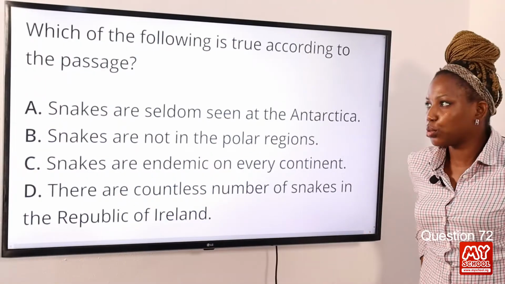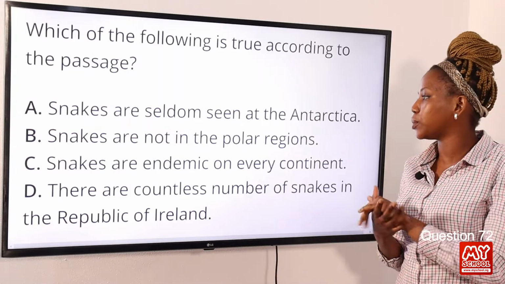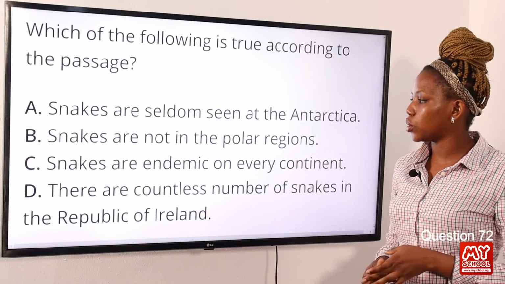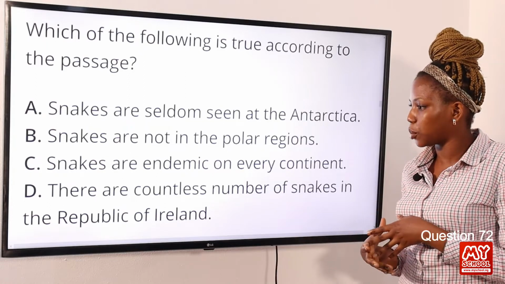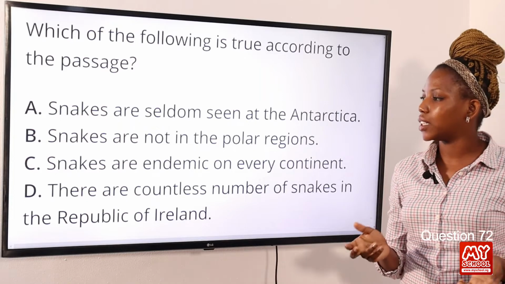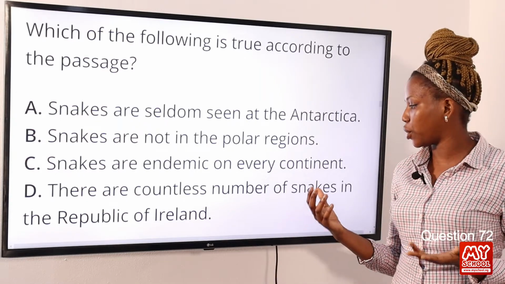Question 72. Which of the following is true according to the passage? Option A, snakes are seldom seen at the Antarctica. Option B, snakes are not in the polar regions. Option C, snakes are endemic on every continent. Option D, there are countless numbers of snakes in the Republic of Ireland. Now the answer to this question is option C, snakes are endemic on every continent.